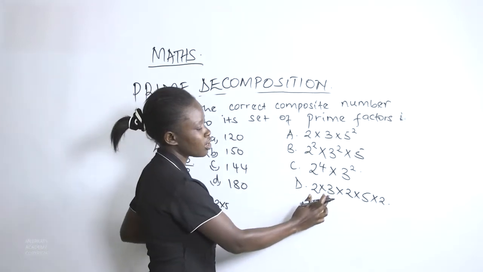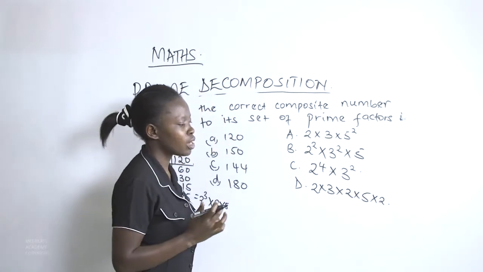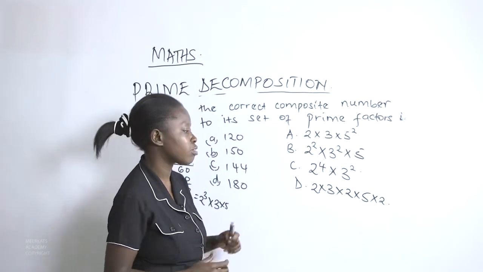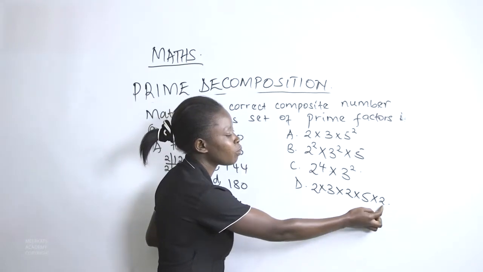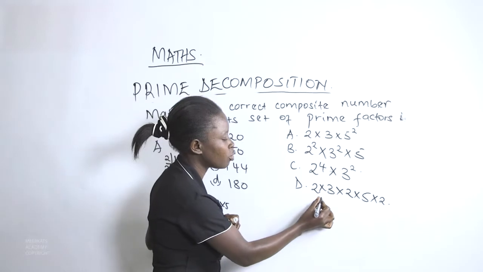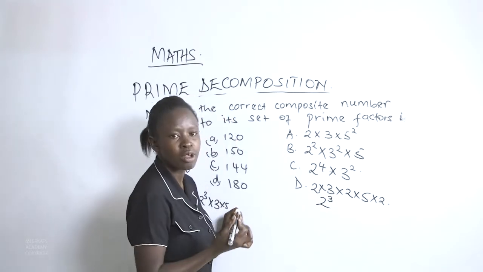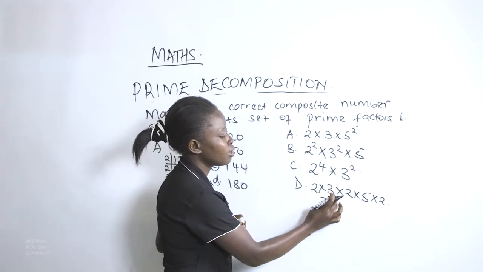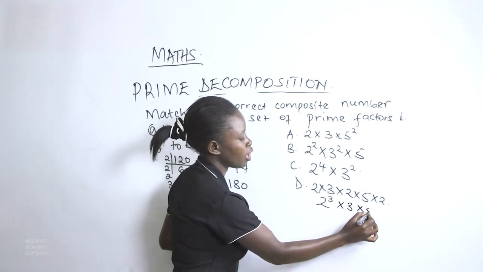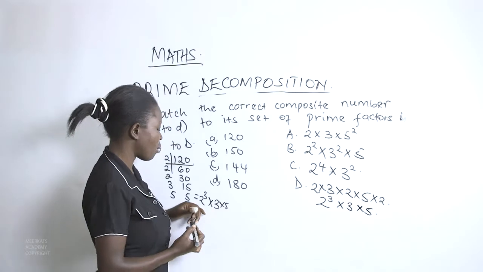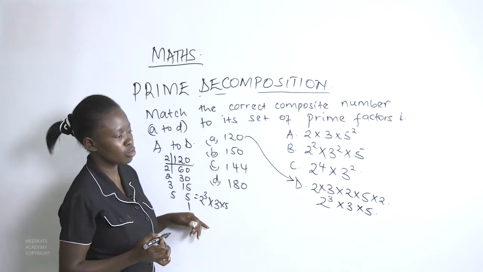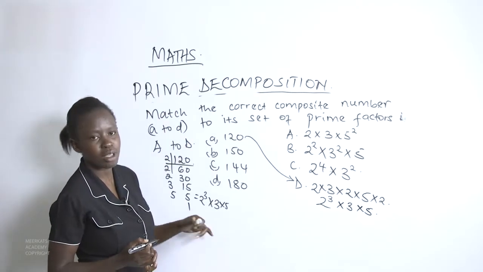D, we have 2 times 3 times 2 times 5 times 2. What does it mean? I need to find out the powers that are representing the numbers in this case. So I have 2 times 2 times 2. 2 is repeated 3 times. So 2 repeating itself 3 times is the same as 2 to the power of 3. Then 3 is repeating once, so we have times 3. Then 5 is repeated once, we have times 5. So which number is matching the powers I have on this side? It automatically means that 120 will match 2 times 3 times 2 times 5 times 2.